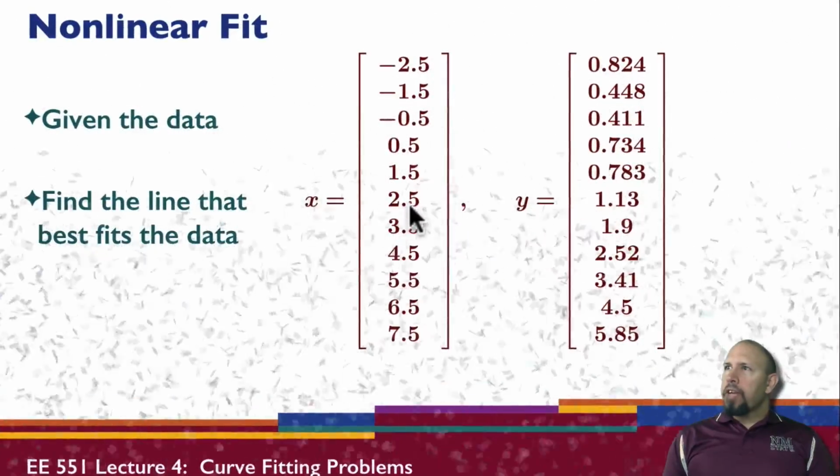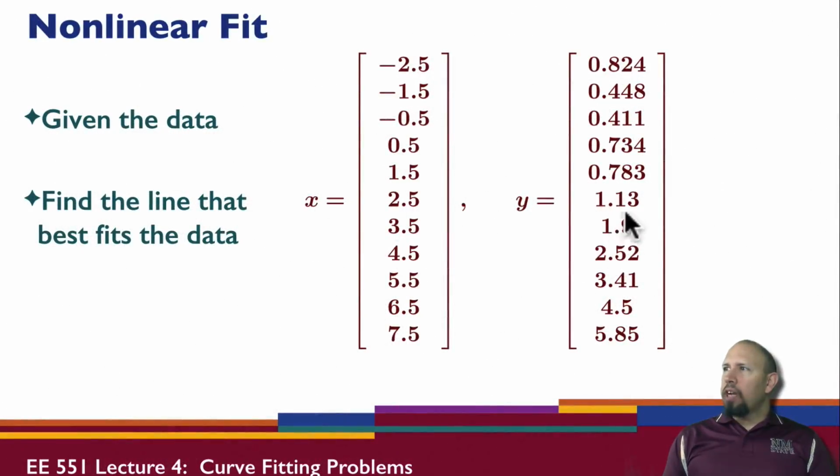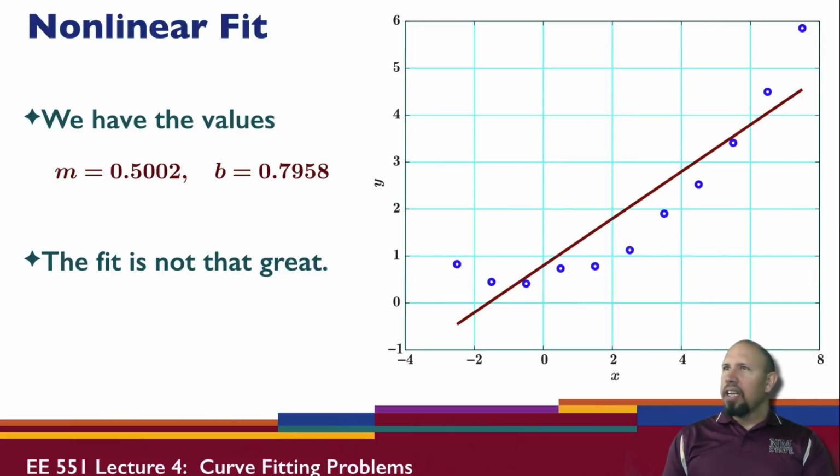Suppose now we're given this data, and we again want to find the line that best fits the data. You have these slides, so you can check this data out for yourself. We do the curve fit, and this is the slope we get, and this is the intercept. When we plot the slope and intercept versus the data, we can see that the fit is not that great. This is the example that I showed earlier, where the data looks far too curvy to fit this line. There's too much of a pattern here.